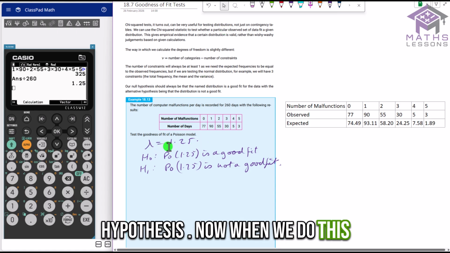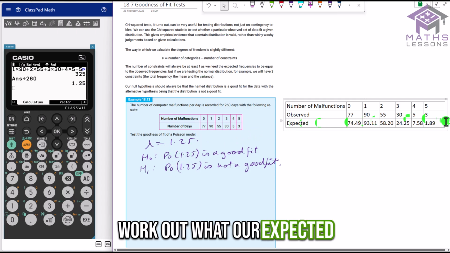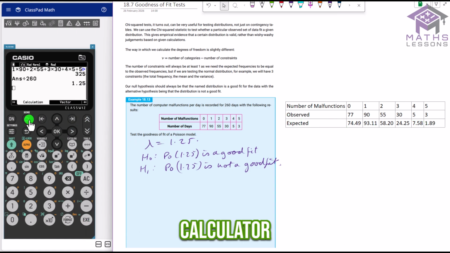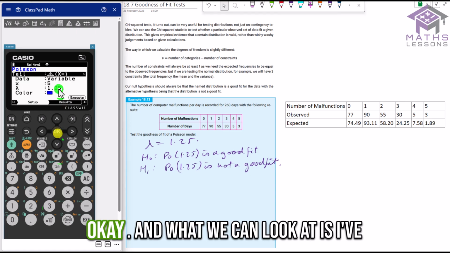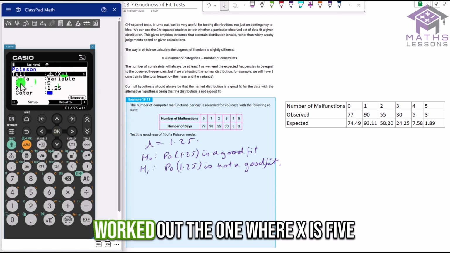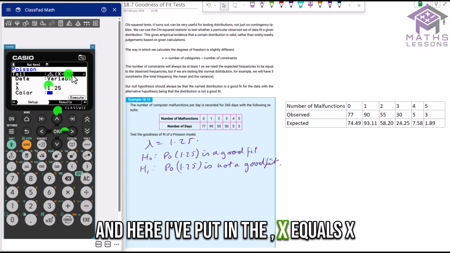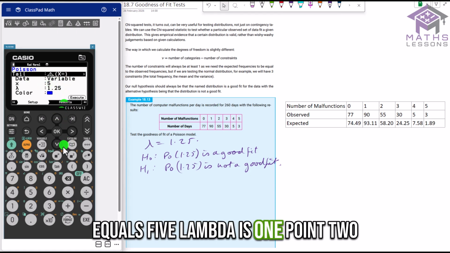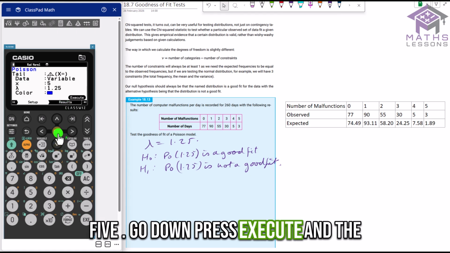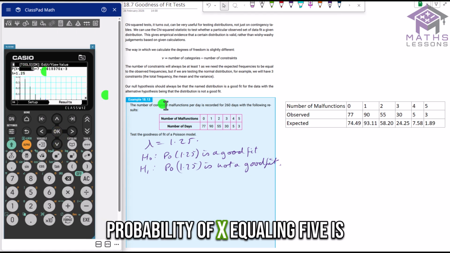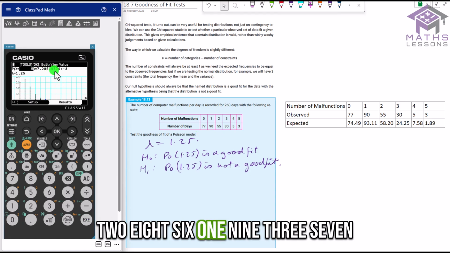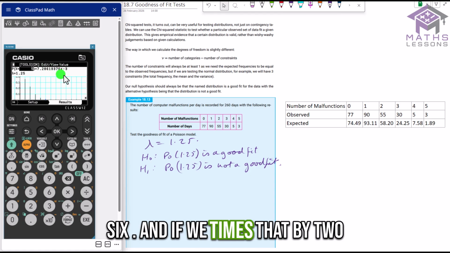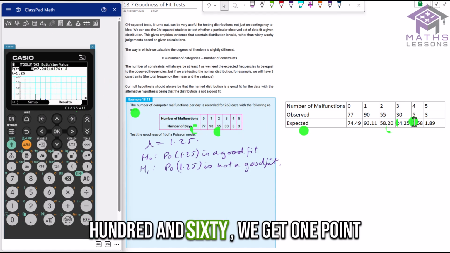Now, when we do this, what we need to do is work out what our expected frequencies are. So if we go into our calculator and we go to number 3, our distribution, and we go down to Poisson, I've worked out the one where x is 5. Here I've put in x equals 5, lambda is 1.25. Go down, press execute, and the probability of x equaling 5 is 0.0728619376. And if we times that by 260, we get 1.89.